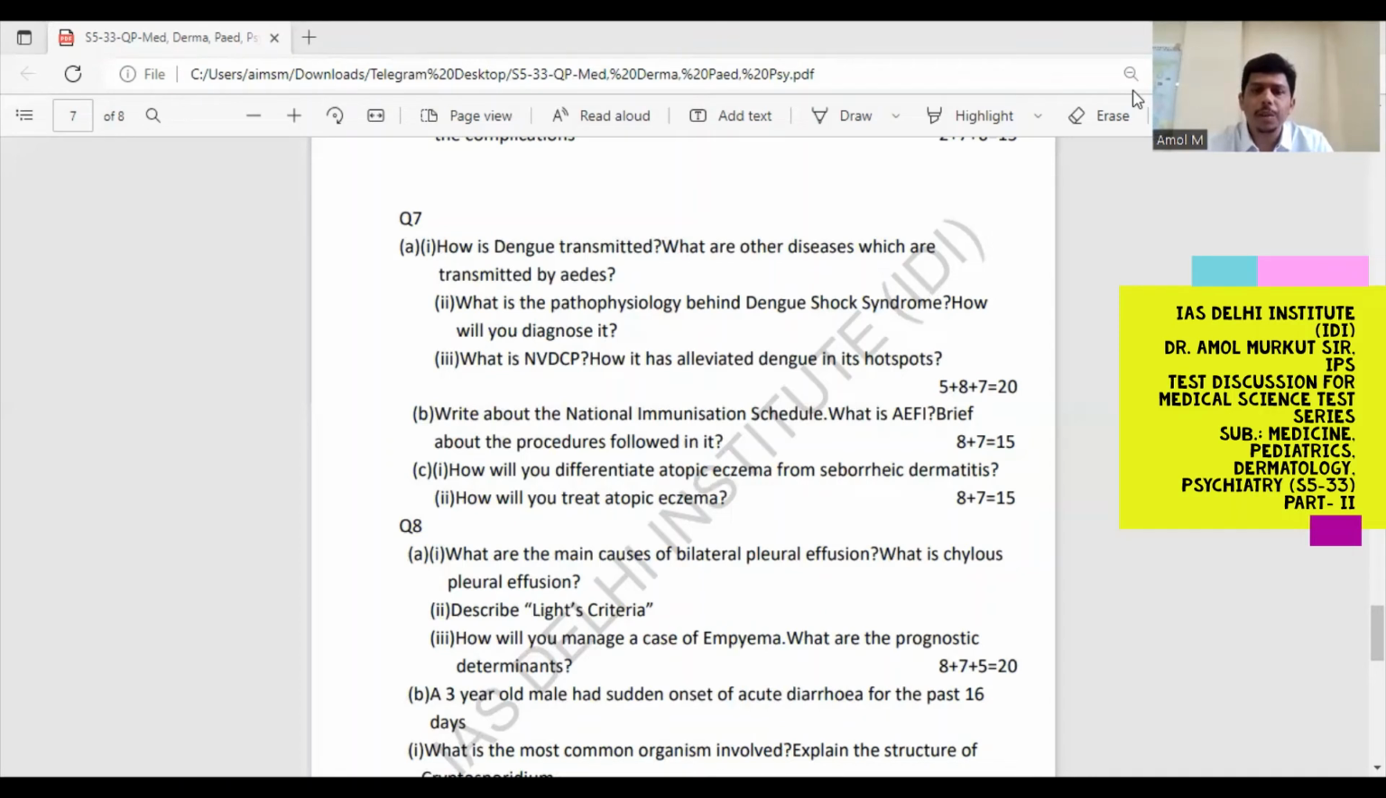Then how will you treat atopic eczema? Simple. Hydration is most important. Topical emollients, then antihistamines, steroids, oral antihistamines. This is the line of treatment. In severe cases, oral steroids and immunosuppressants. Okay.